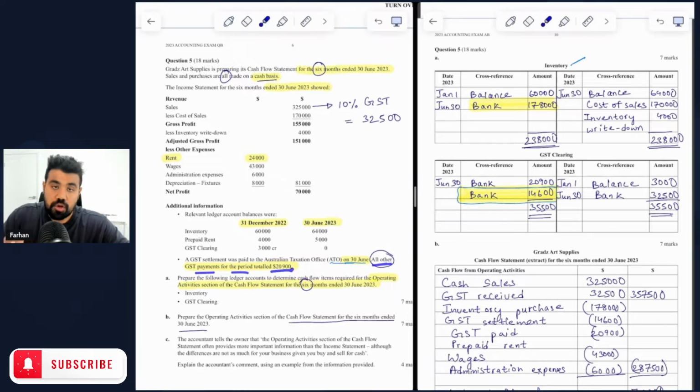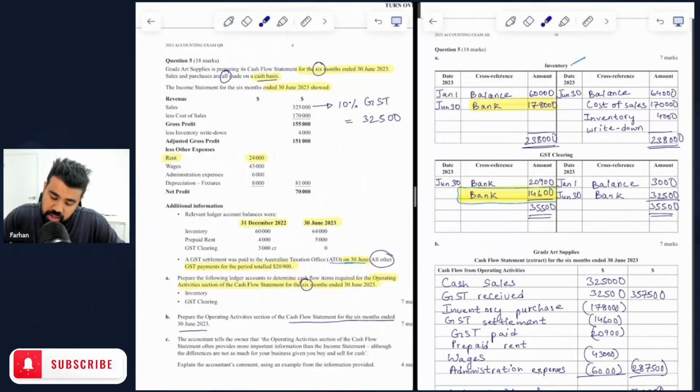Yes, it does. To begin with, we have an obligation on 1 Jan 2023, but now that we're paying $20,900 to the ATO, our obligation to the ATO is going down. In other words, our liability is going down. When liabilities go down, we have to debit them, because the opening balance for the liability is on the credit side. When liabilities increase, we credit them. Therefore, when liabilities decrease, we must debit them.